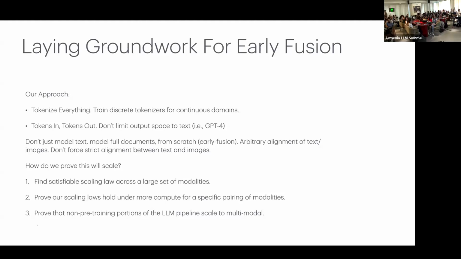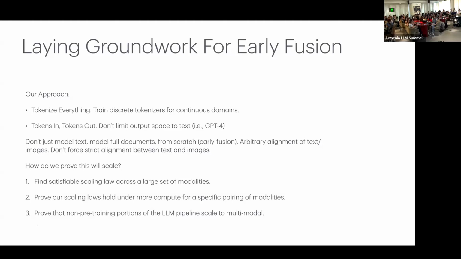And what you get from here is an additional thing, which is very arbitrary alignment of text and images. So if you think about CLIP, for example, CLIP has a very strict alignment, right? CLIP says that we're going to align one single image to one single caption. So for example, it doesn't align between an image and a paragraph, or it doesn't align between two images and a caption.